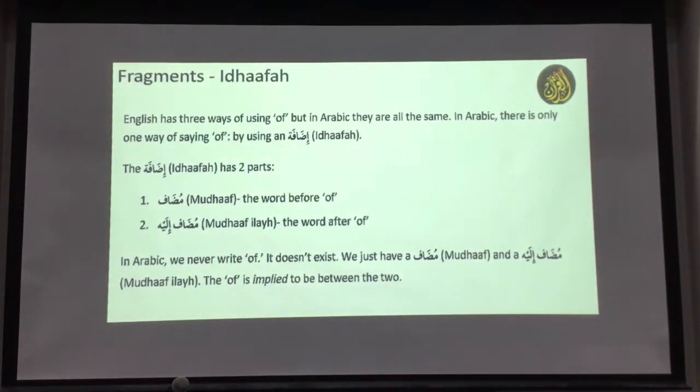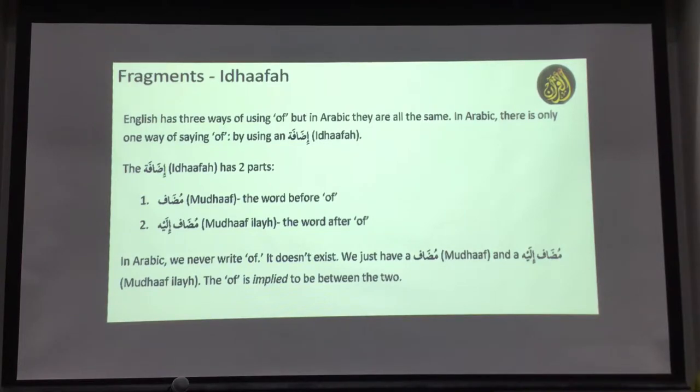Then last week we started a new phase, a new section. The first phase was about the word, like one single word. Then we talked about fragments, and fragments are more than one word but less than a sentence. So it's not a whole sentence yet. It could be 2 words or 3 words joined together.